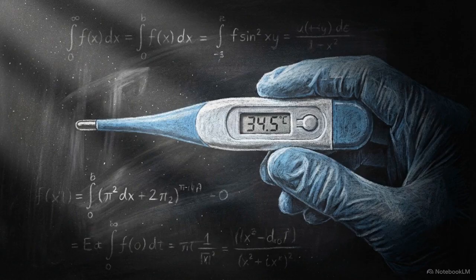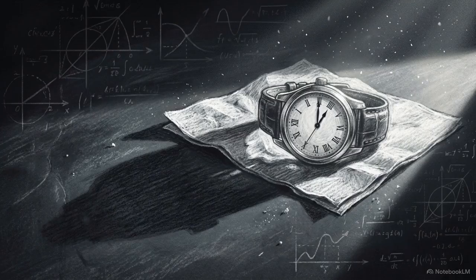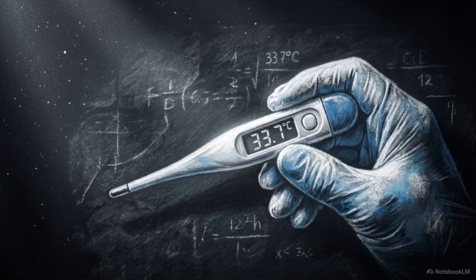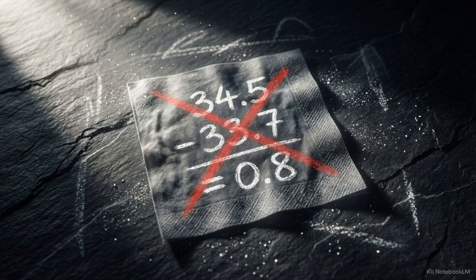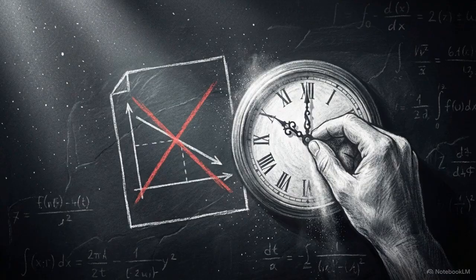Taylor takes his first measurement at noon. The victim's body temperature is 34.5 degrees Celsius. He returns from lunch at 1 p.m. and takes a second reading. The temperature has dropped to 33.7 degrees. You might try to solve this with a simple subtraction, a 0.8 degree drop in 1 hour. But if you try to rewind the clock using that straight line logic, your results will be wrong.